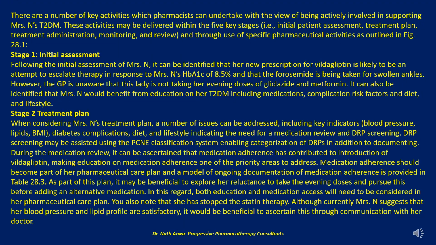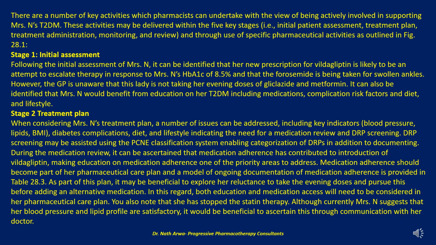There are a number of key activities which pharmacists can undertake with the view of being actively involved in supporting Mrs. N's type 2 diabetes mellitus. These activities may be delivered within the 5 key stages, i.e., initial patient assessment, treatment plan, treatment administration, monitoring, and review, and through use of specific pharmaceutical activities as outlined in Figure 28.1.